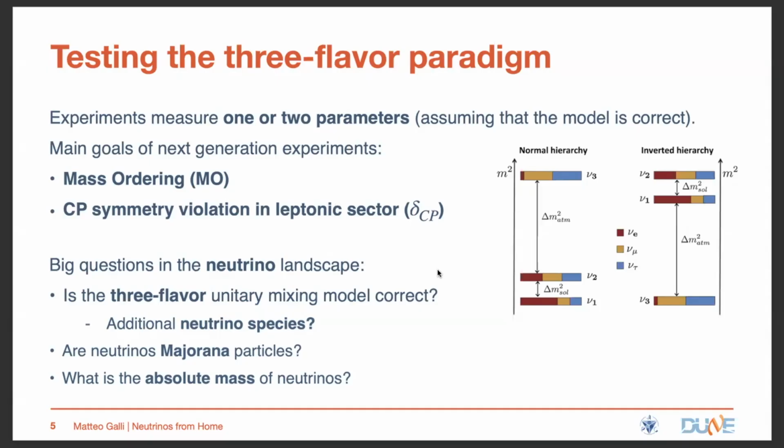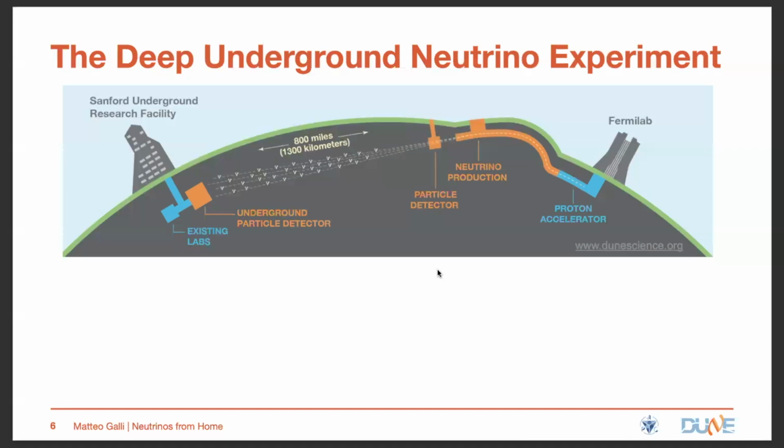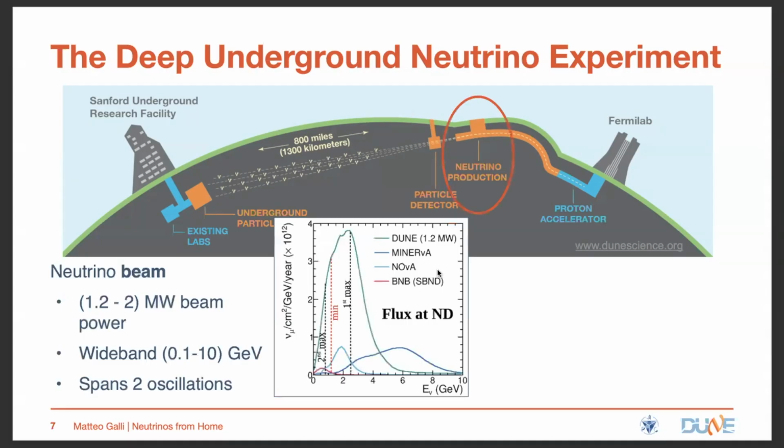DUNE is a long baseline experiment located between Fermilab and Sanford Underground Research Facility in South Dakota, and it consists of 3 parts. Fermilab will provide a 1.2 megawatt wideband neutrino beam. The beam energy spectrum spans from 0.1 to 10 GeV, covering both the first and the second oscillation peaks.